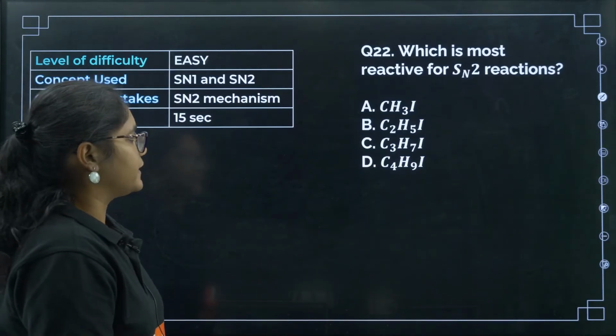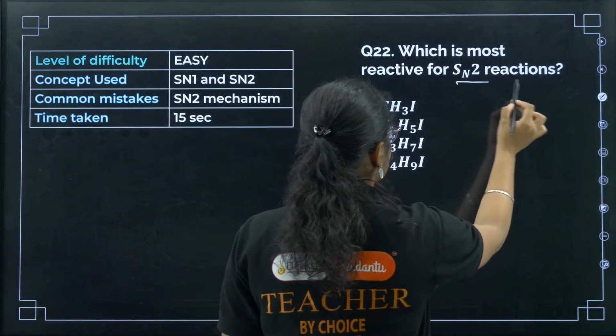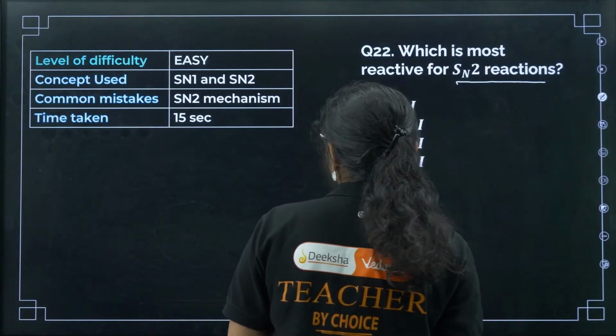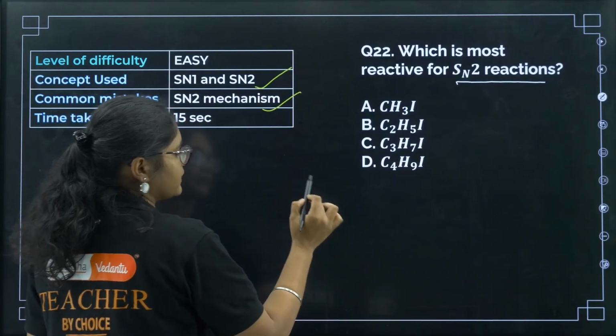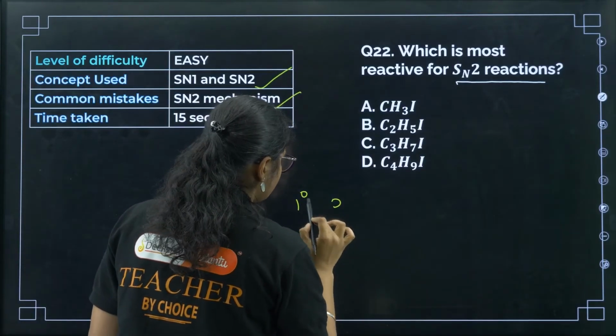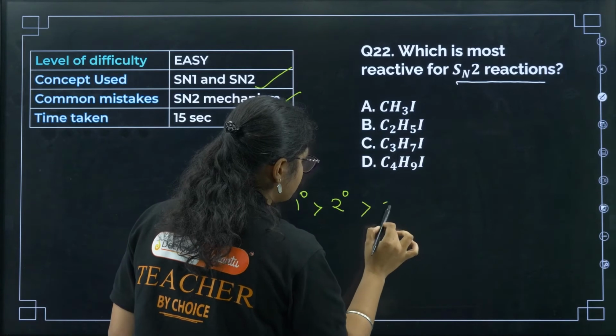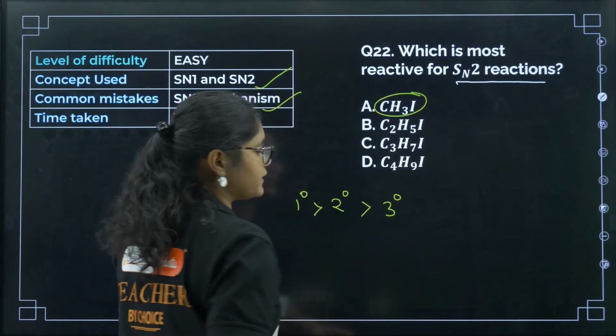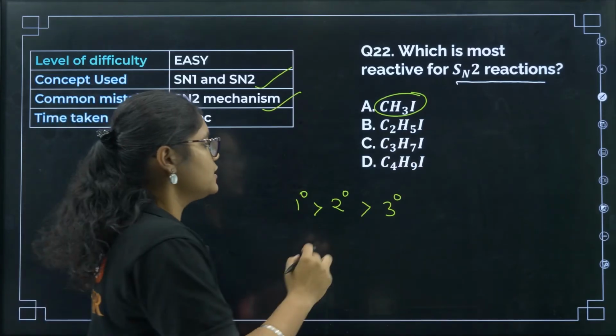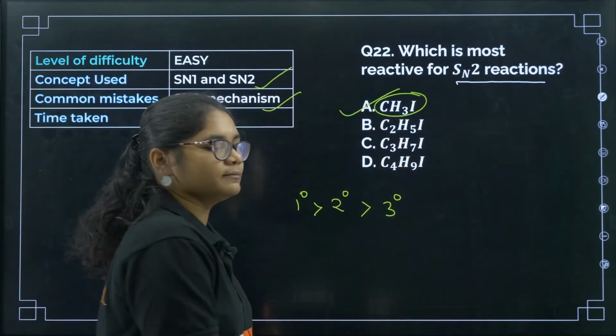Next, which is the most reactive for SN2 reaction? Again this question is based on SN1 and SN2 mechanism. You should know the order of SN2 mechanism, that is 1 degree, then 2 degree and then 3 degree. And it should have less steric hindrance. Here there will be less steric hindrance because it is a small molecule. So the correct answer will be option number A here.